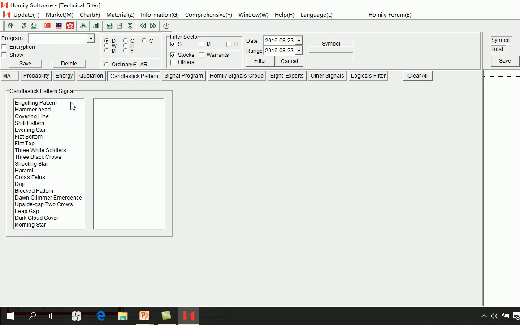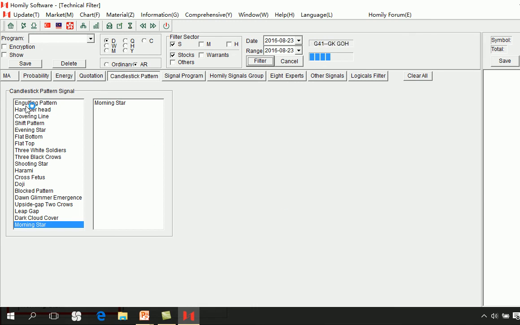Then if we want to find some morning star or shooting star, this is the morning star, right? Okay, then we double click. Then the morning star appears. Then we just click filter. Then we can filter some stocks which belong to the morning star. Then we should know whether the candlestick pattern is suitable for the morning star pattern, okay?